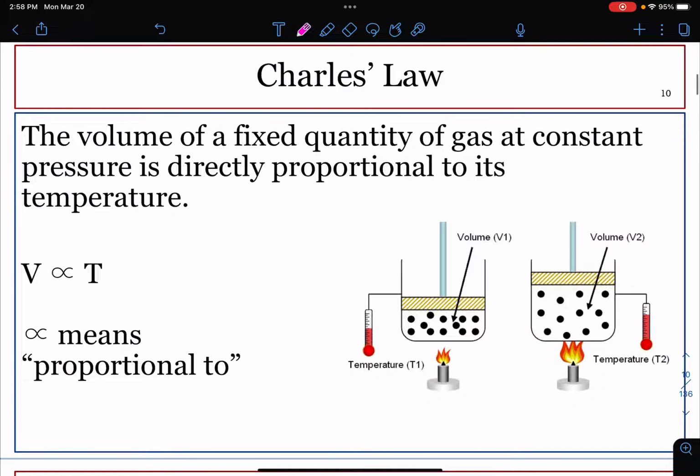Now let's look at Charles' law. When the quantity of gas is constant, as well as the pressure is constant, then the volume is directly proportional to its temperature. So as volume increases, temperature must also increase by the same factor. Looking at this first picture, we have some volume. You can imagine that there's a certain level of pressure because of those molecules that are colliding with each other and the walls of the container.